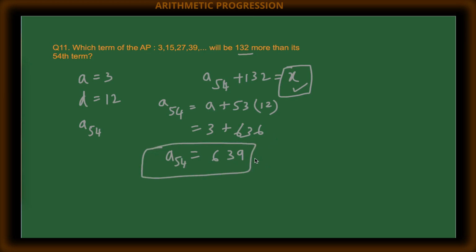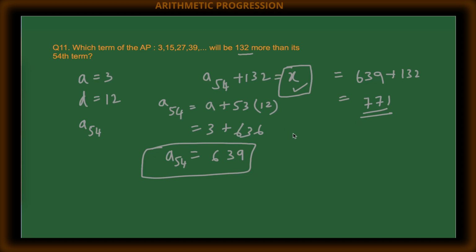So our question is identifying this x. Let's put it here. X is equal to A54, which is 639, plus 132, which is equivalent to 771. Okay, so this is the term. So we need to find in this particular arithmetic progression, what is its position. Like the nth position we can find.